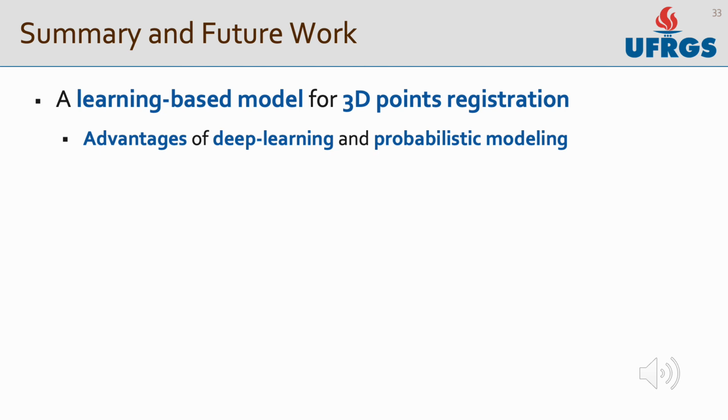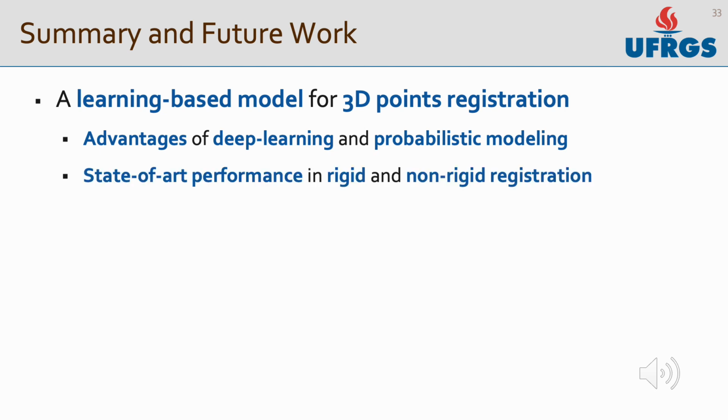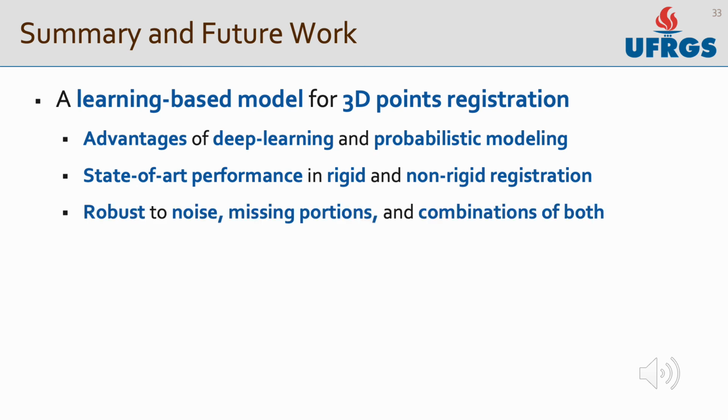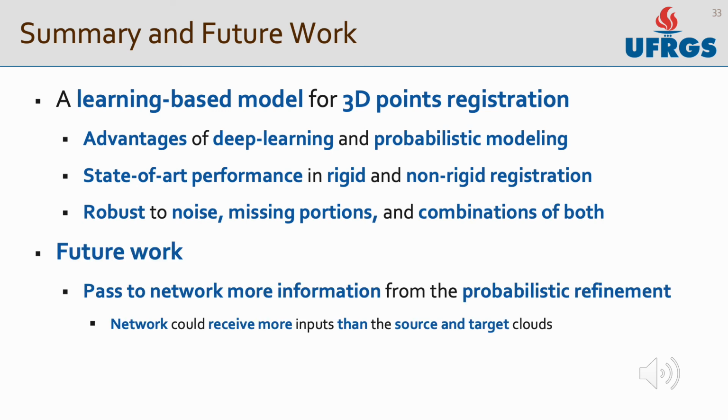In summary, we presented an approach for 3D point cloud registration that combines the advantages of deep learning with probabilistic modeling. It achieves state-of-the-art results in both rigid and non-rigid registrations. On non-rigid, it is the first, to our understanding, that can learn deformations while being robust to noisy point clouds. For future work, we believe it's possible to better integrate refinement and the network by informing the model with more than point clouds. This can be a first step towards the network learning motion coherence.